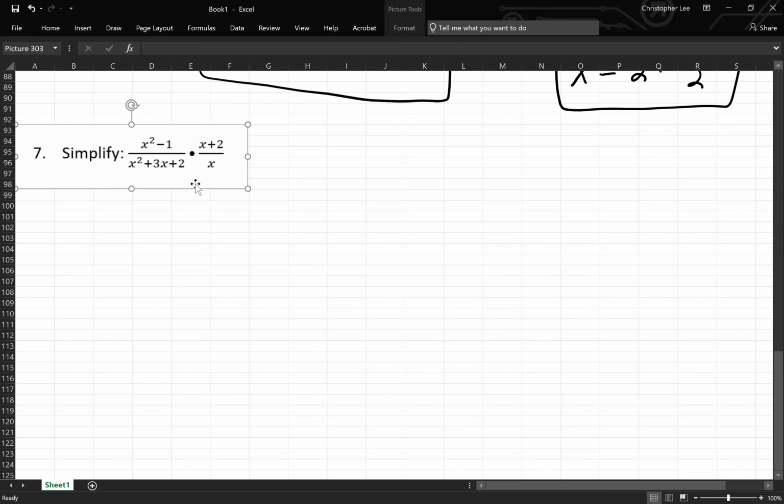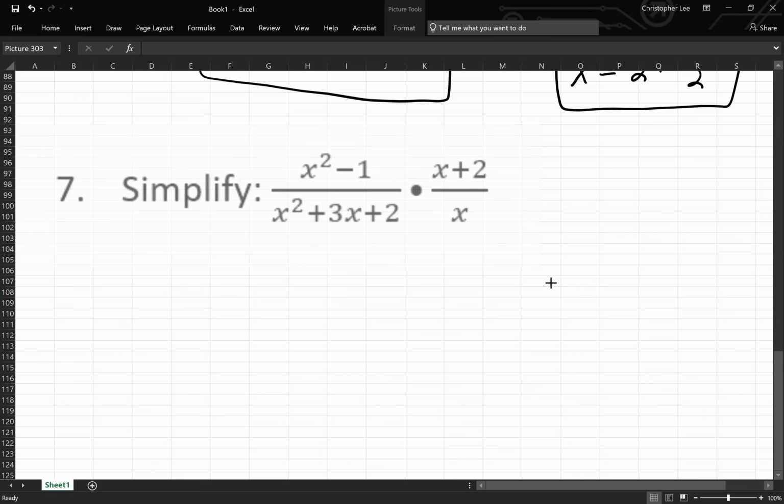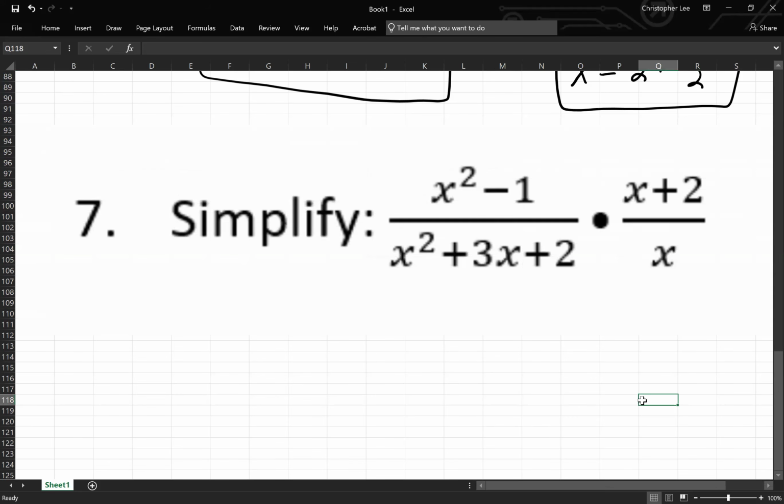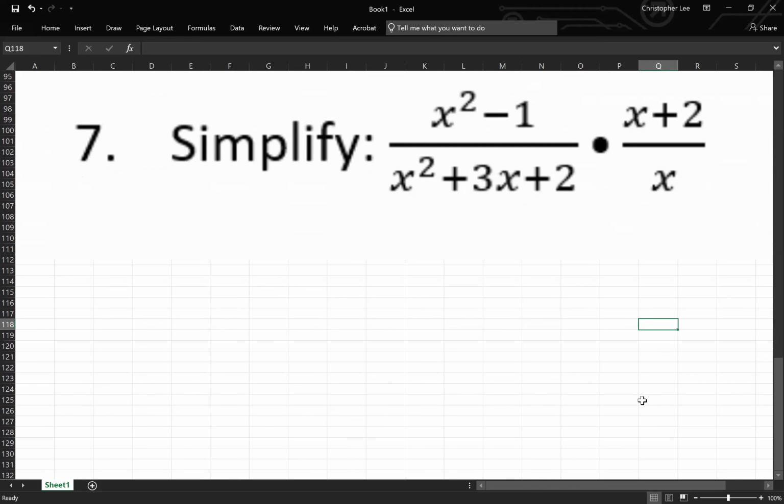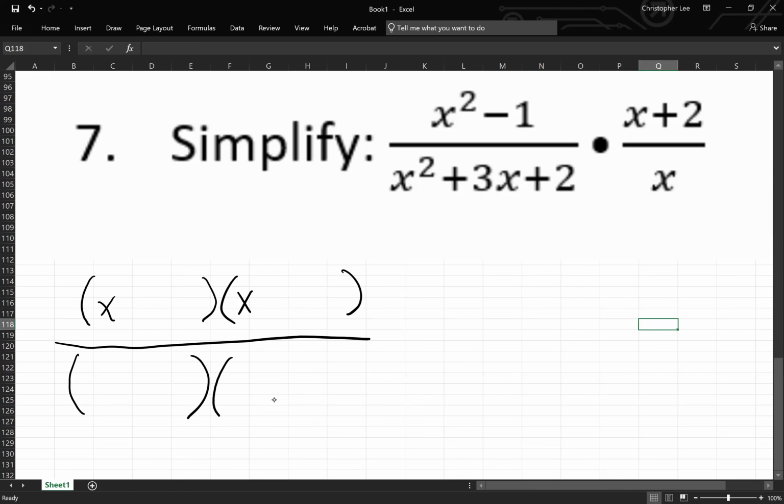All right, here's question 7. Tell me what to do. We're gonna do that. You have to factorize first. All right, so factor that for me. So, top, X and X, good. Positive 1. Okay. What else?